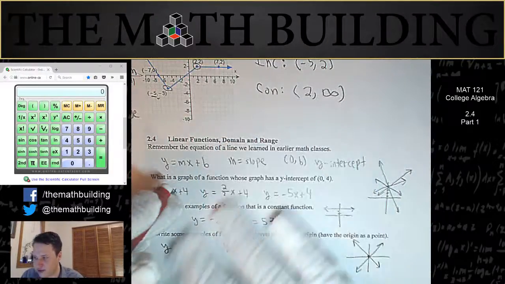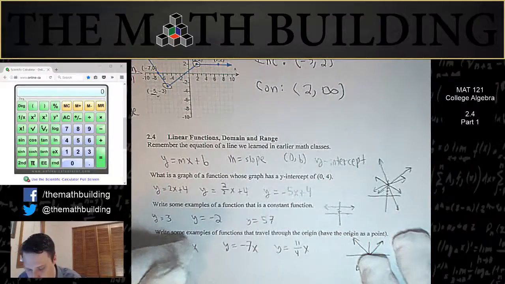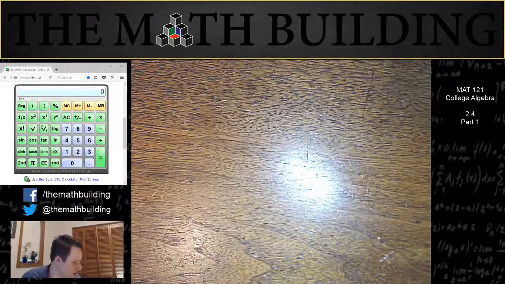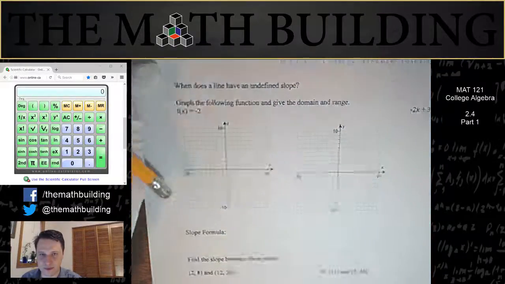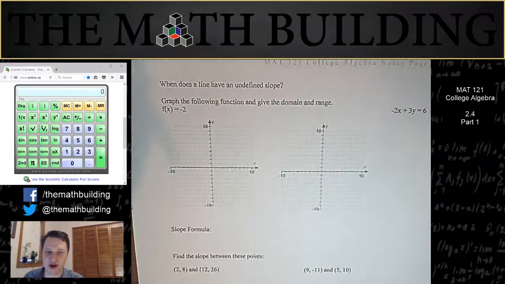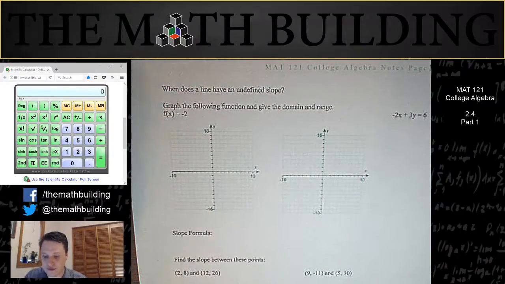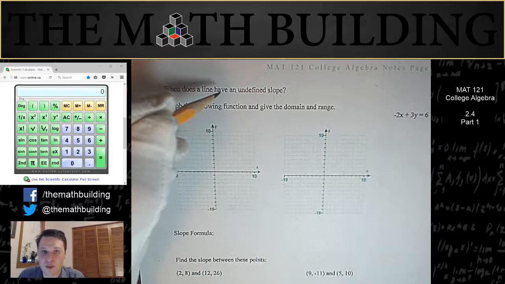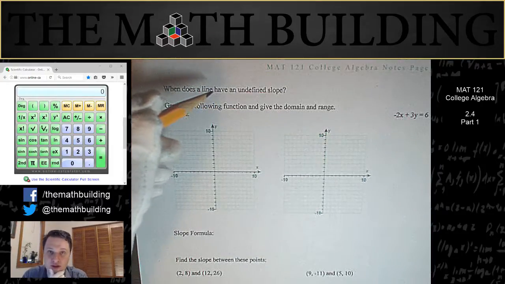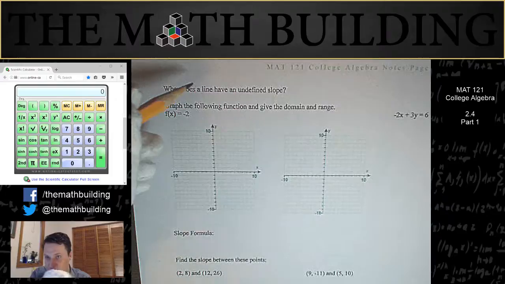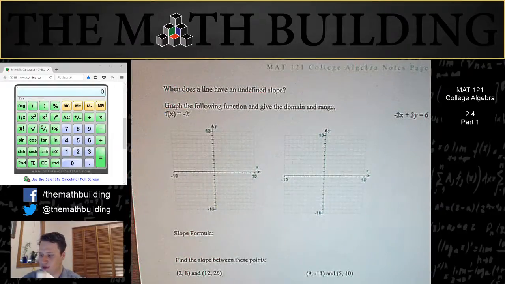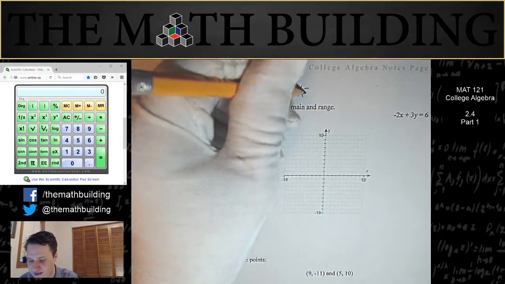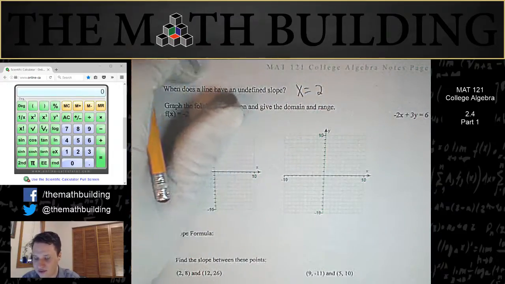So hopefully this is starting to refresh your memory of earlier algebra classes. Let's push ahead to page 22. When does a line have an undefined slope? Remember that an undefined slope is a vertical slope. Hopefully you already knew that. A constant slope is horizontal. A vertical slope is an undefined slope. And so that's when we just have an x value. x equals 2 is an example.